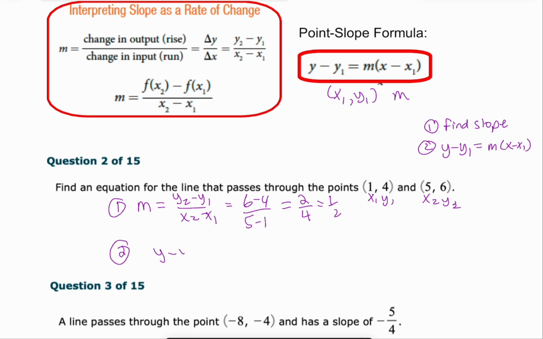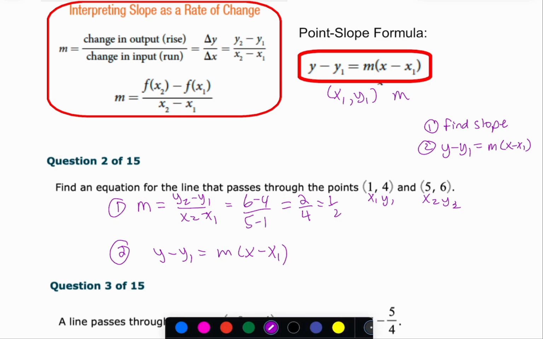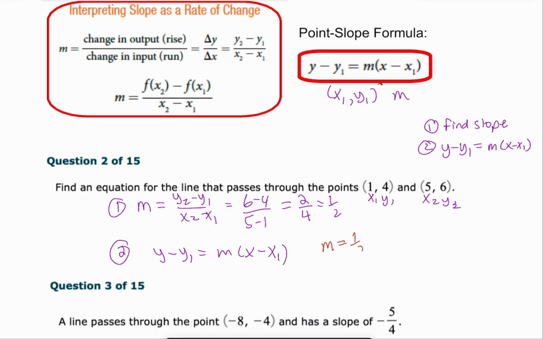So let me write that down. And let me remind you what we're plugging in. We are plugging in the slope that we found, which is 1/2, in either of the points. I'm just going to use the point (1, 4), but it'll work similarly if you use (5, 6). So if we plug into that, it would be y minus 4 equals 1/2 times x minus 1.